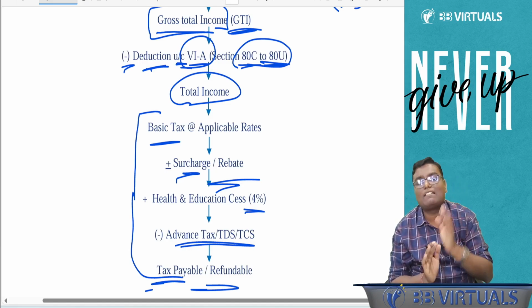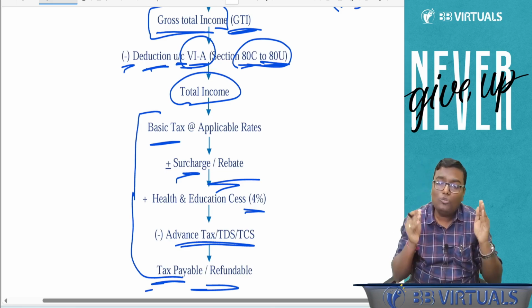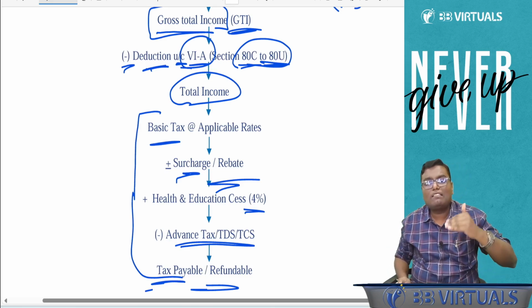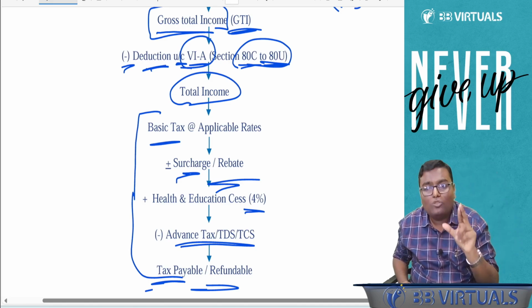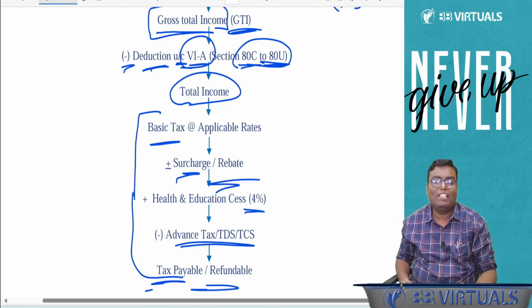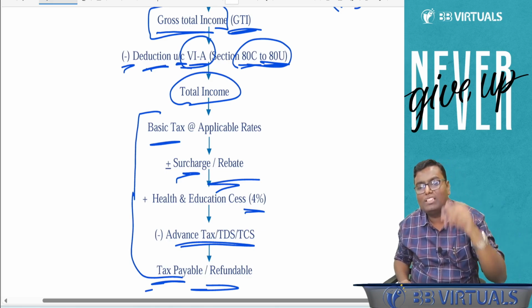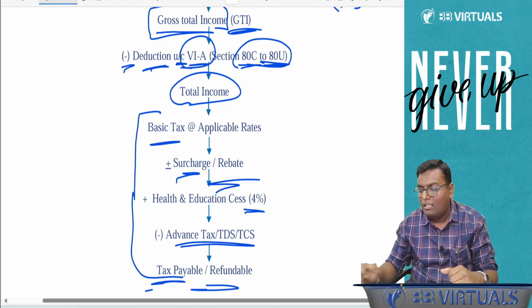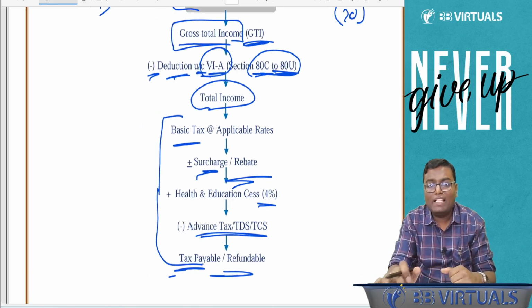But in this chapter itself, how to calculate income, that we will study from the second chapter till the last chapter. But on that total income, how much tax payable is applicable has to be studied in this particular chapter itself. I just want all of you to quickly revise this entire flow, which is our entire syllabus.